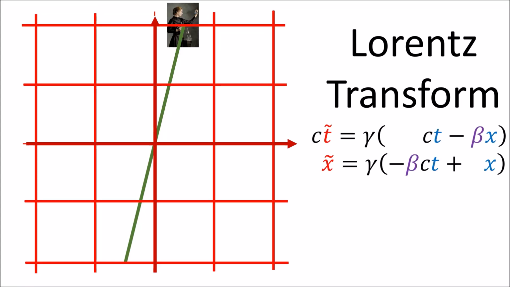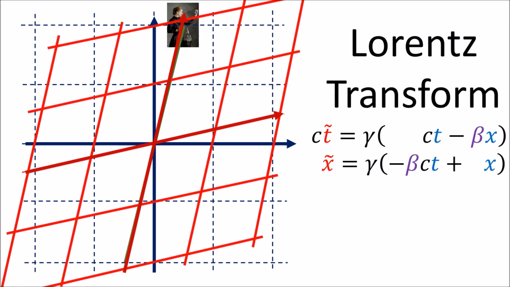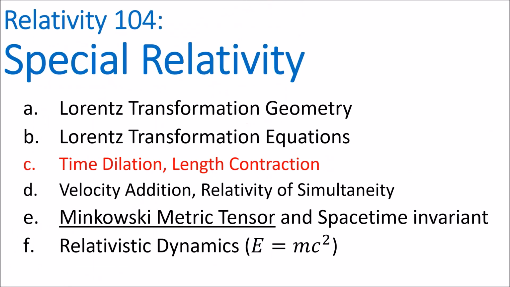Now that we've derived the Lorentz transformation, let's take a look at some of its consequences, which are time dilation and length contraction. At the end of this video, we'll talk about how time dilation and length contraction affect muons, which are subatomic particles that travel close to the speed of light.